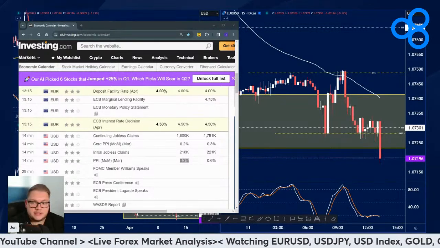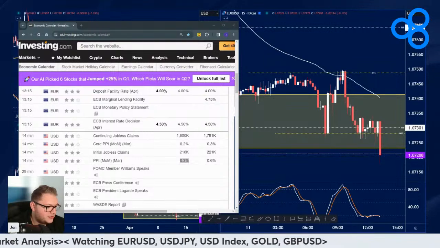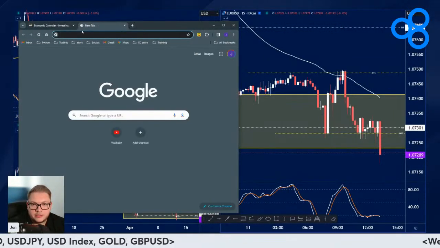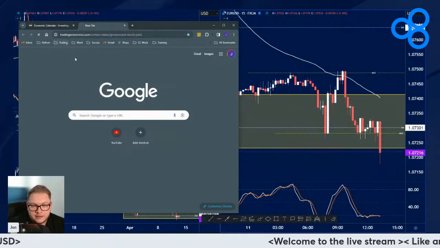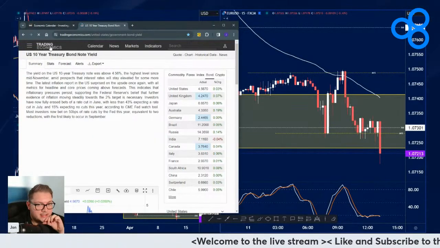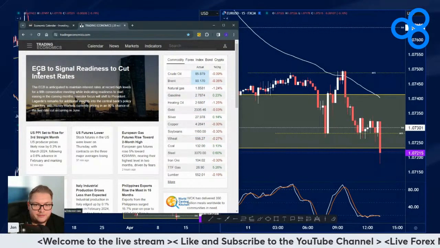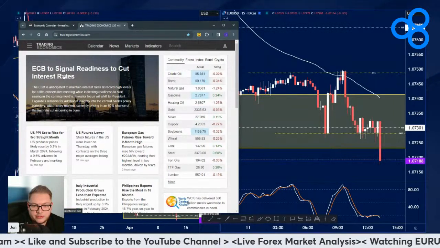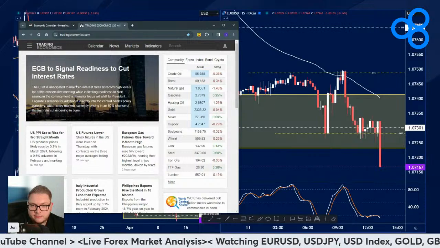So in news events like this, I also like to have other tabs open. I think it's always good to watch your Bloombergs, which you can do for free on YouTube, and you've got tradingeconomics.com as well. So the headline out of that: ECB to signal readiness to cut interest rates. So we've got some potential data coming out there. I don't know how fresh that news is.